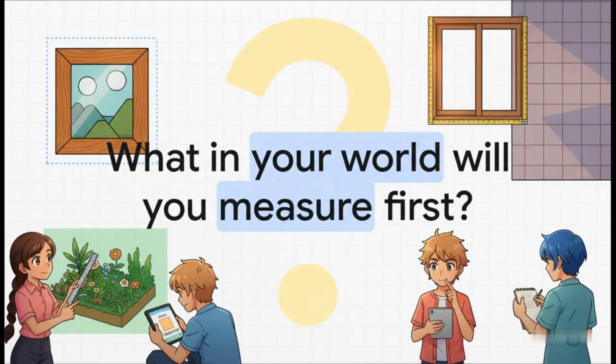The cool thing is, once you really get this distinction, you start to see the world a little differently. That picture frame on your wall, the garden in your backyard, the floor of your kitchen, they all become these little measurable puzzles you can solve. So I'll leave you with this question. Take a look around you. What are you going to measure first? A perimeter or an area?